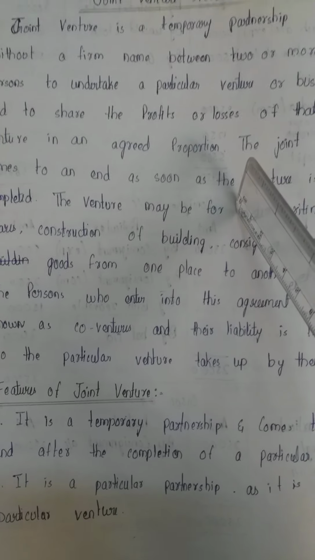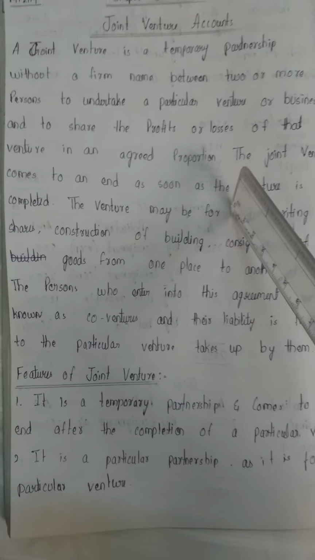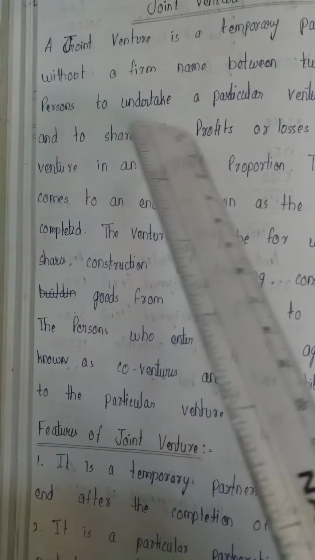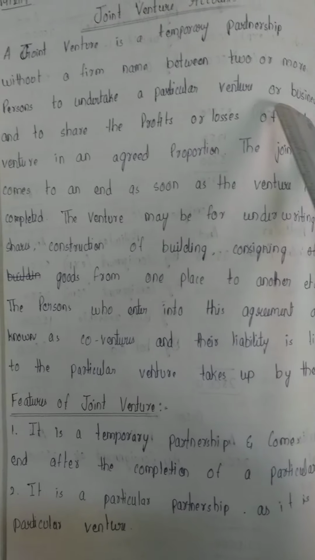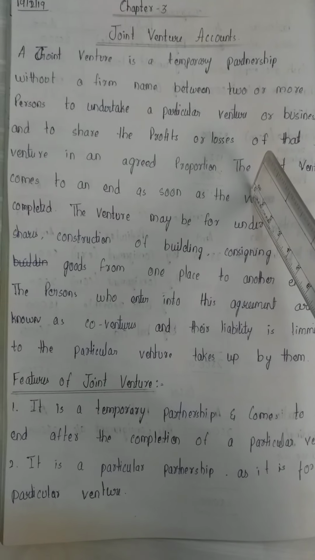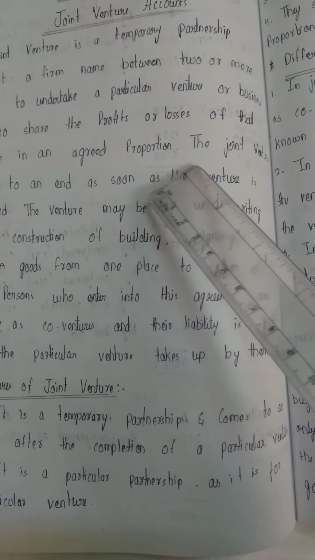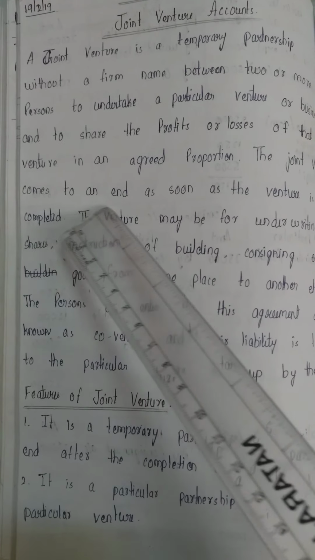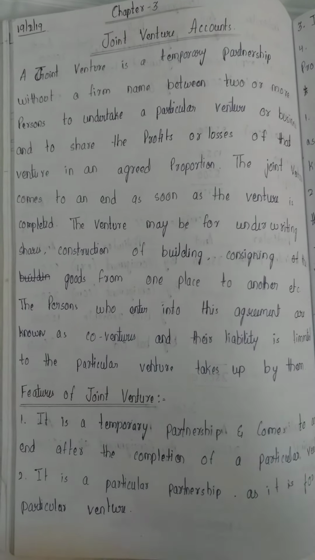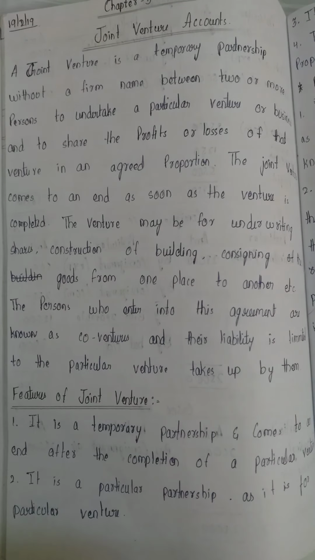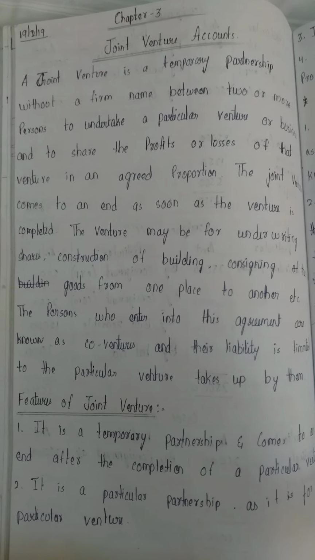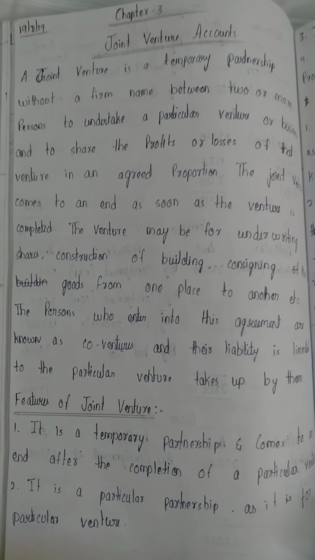A joint venture is a temporary partnership without a firm name between two or more persons to undertake a particular venture or business and to share the profits or losses of that venture in an agreed proportion. The joint venture comes to an end as soon as the venture is completed. So, joint venture is an agreement or partnership without a firm name between two or more persons, and it comes to an end when the venture period is completed.